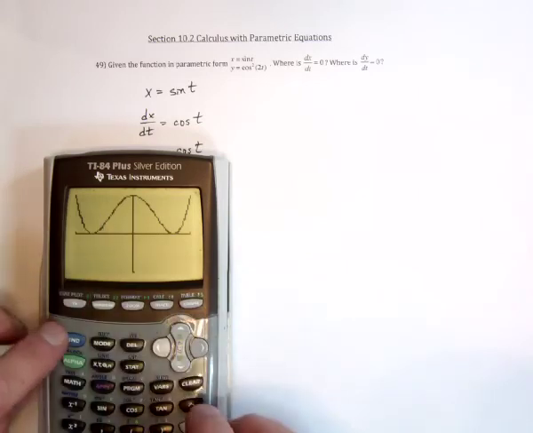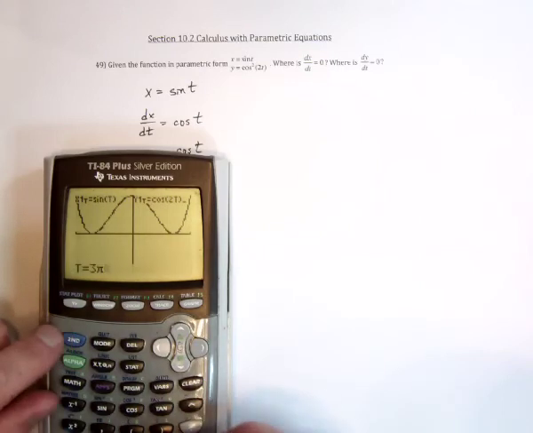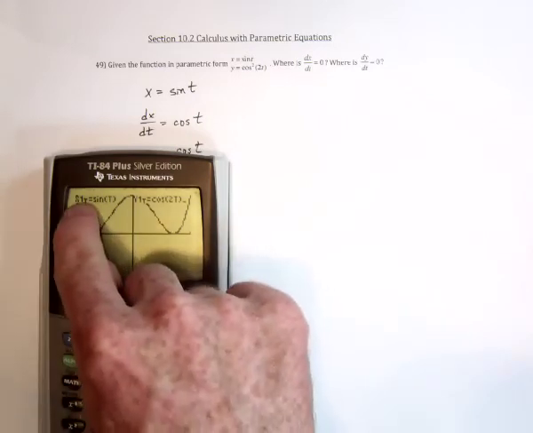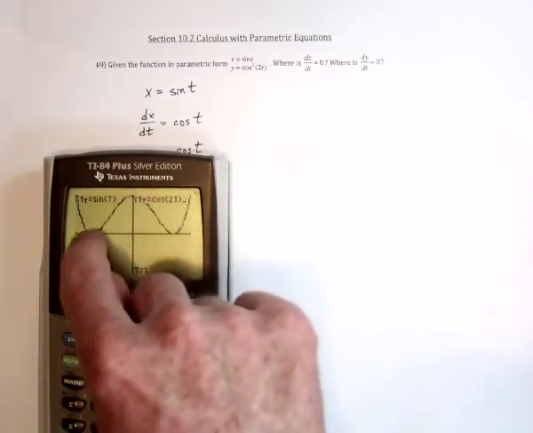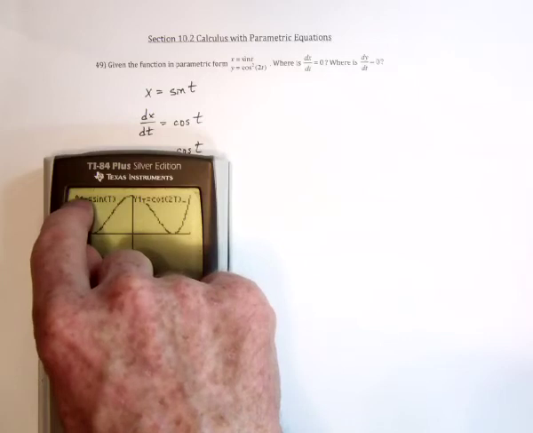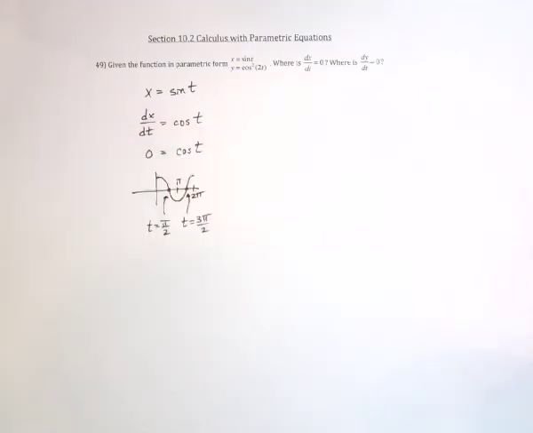Let's see. Trace 3 pi over 2. So can you see it? It's blinking up there in the upper left. So this is when it came over here, went up here, it went to the far left corner. It couldn't go left anymore, so it had to stop and then go back to the right.